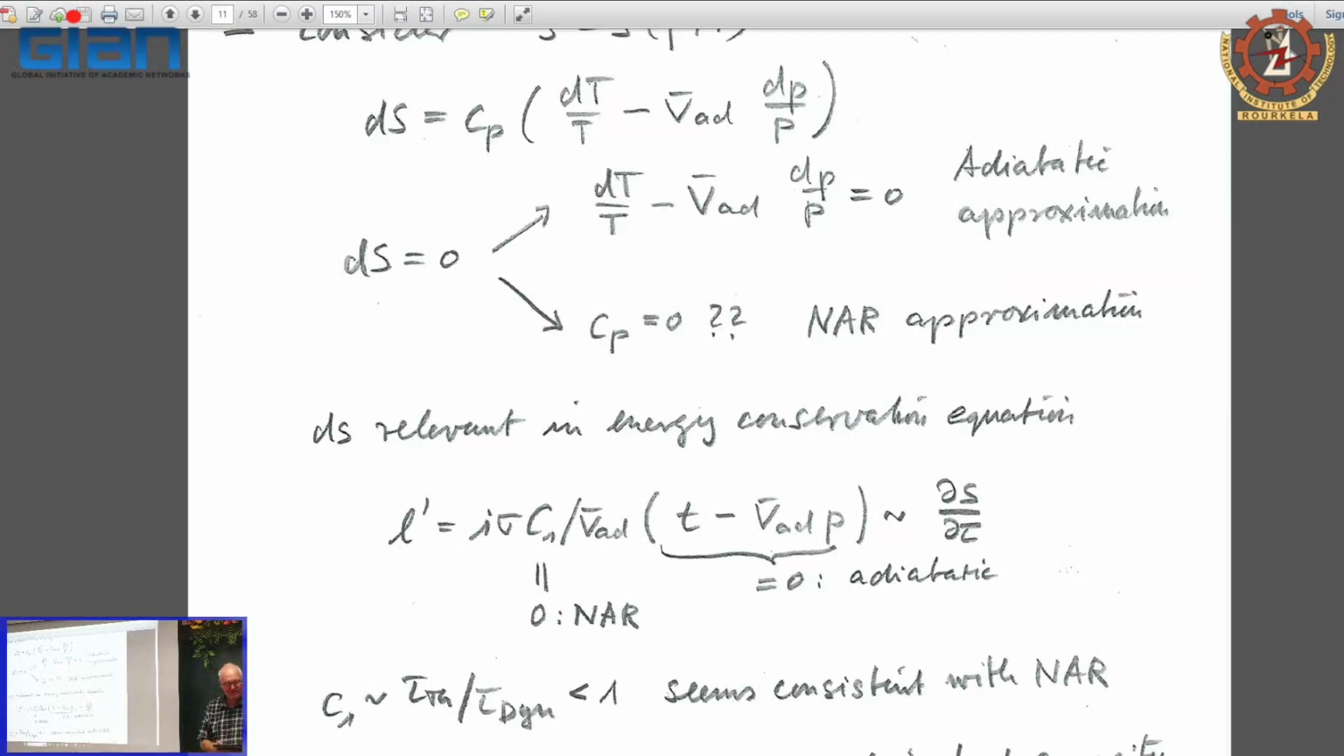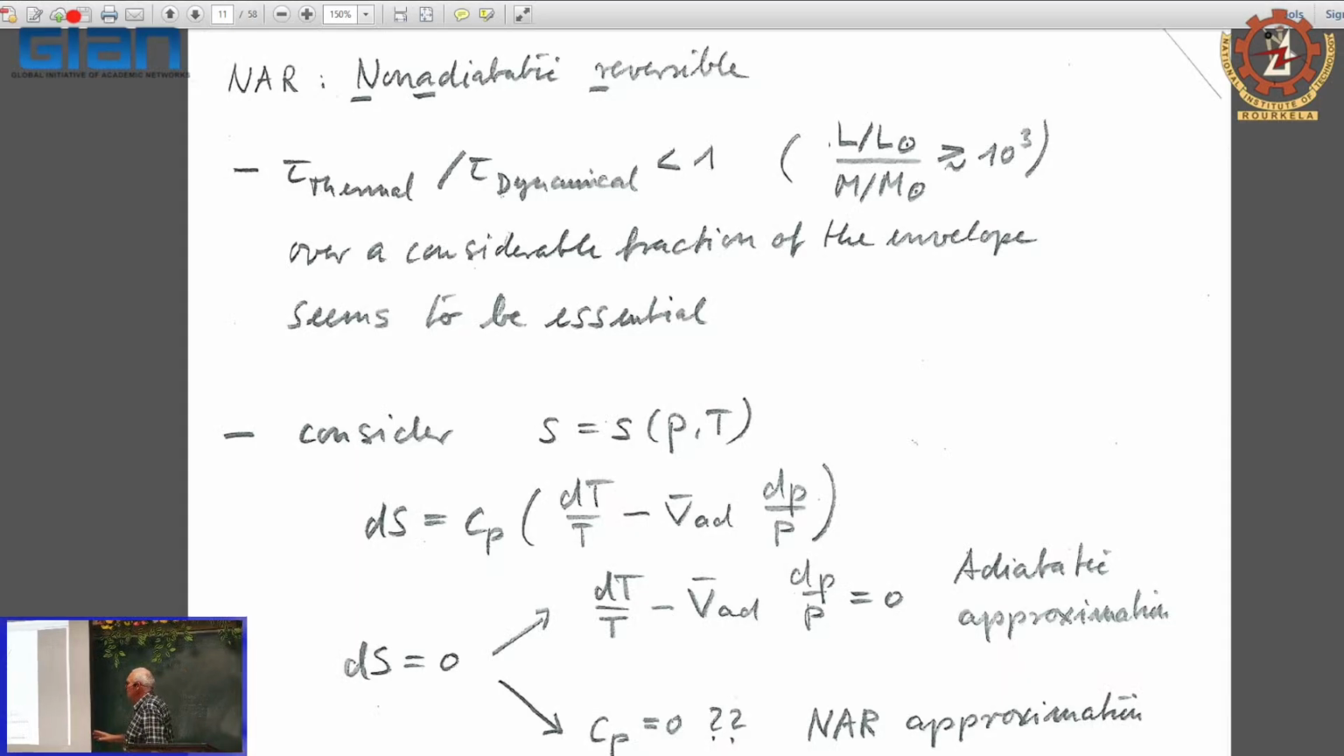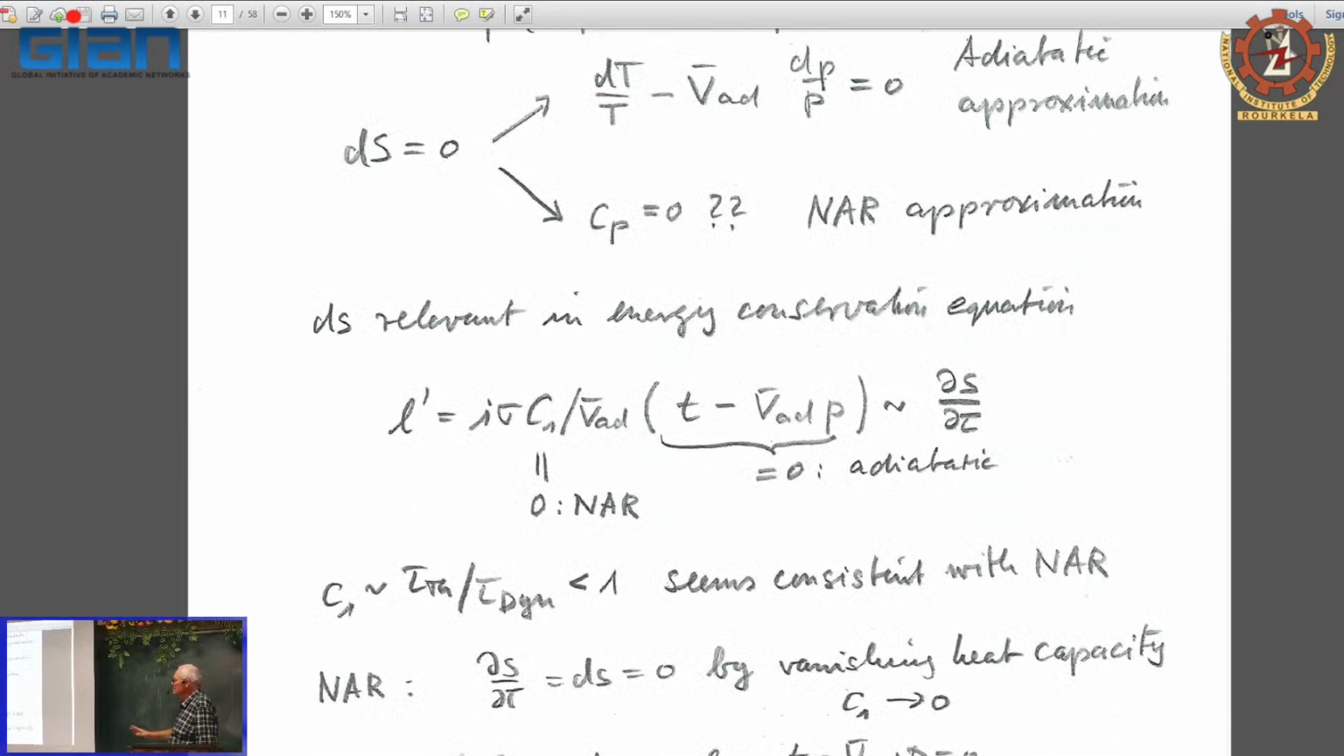So the findings for this star is that the ratio of thermal to dynamical timescale seems to be small over a large fraction of the envelope. And so the NAR approximation requiring this term to vanish seems to be consistent both with our findings and the C1 being smaller than unity, being proportional to this timescale ratio, is consistent with the NAR. So what we are doing, we find that in our models, this coefficient is in fact small.